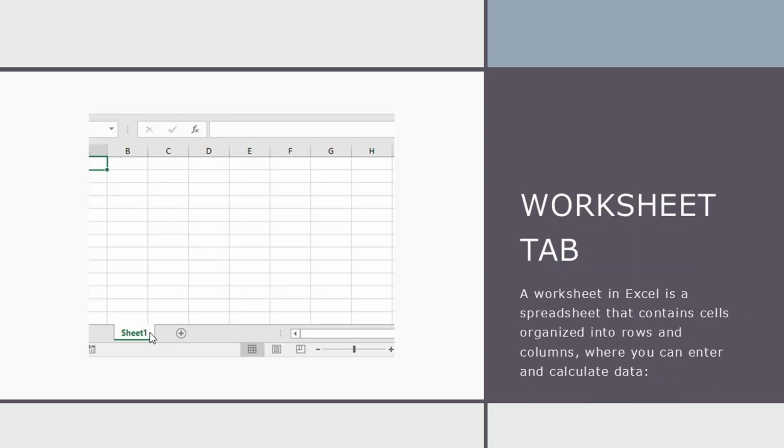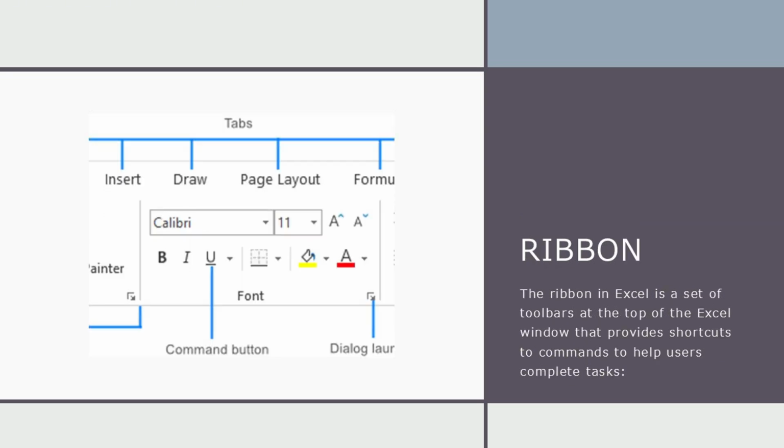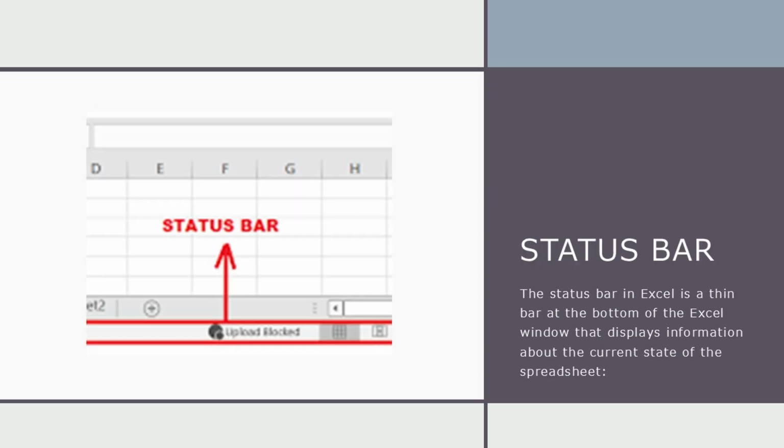Worksheet tab. A worksheet in Excel is a spreadsheet that contains cells organized into rows and columns where you can enter and calculate data. Ribbon. The ribbon in Excel is a set of toolbars at the top of the Excel window that provides shortcuts to commands to help users complete tasks. Status bar. The status bar in Excel is a thin bar at the bottom of the Excel window that displays information about the current state of the spreadsheet.